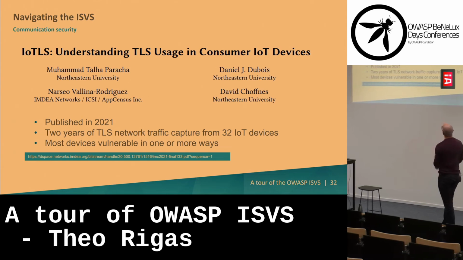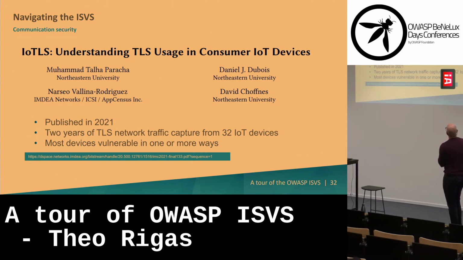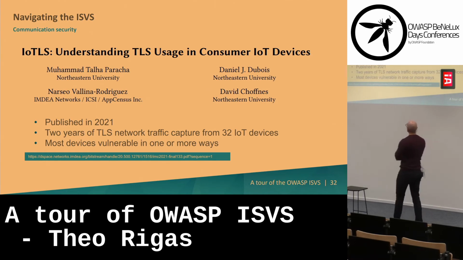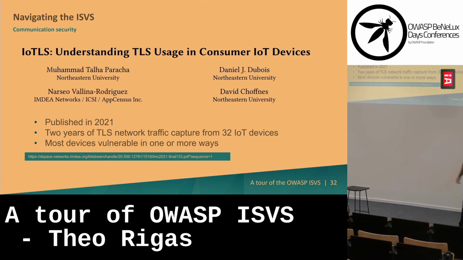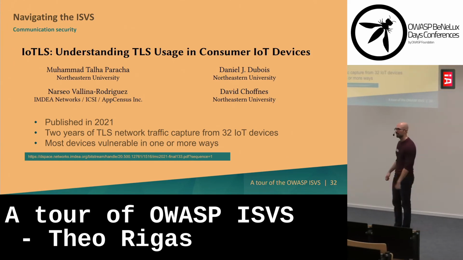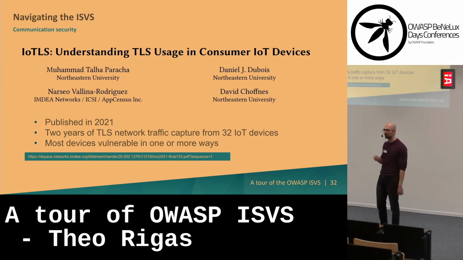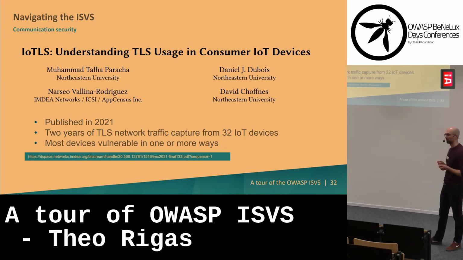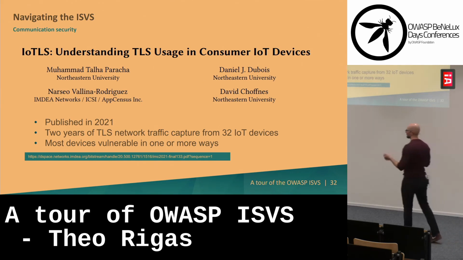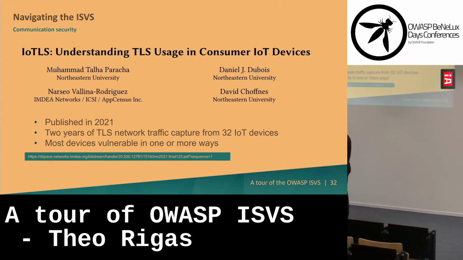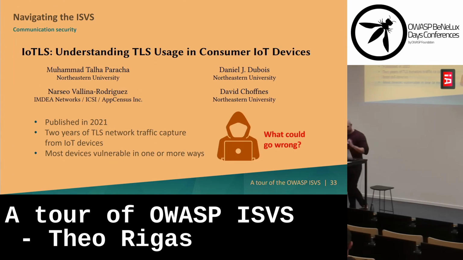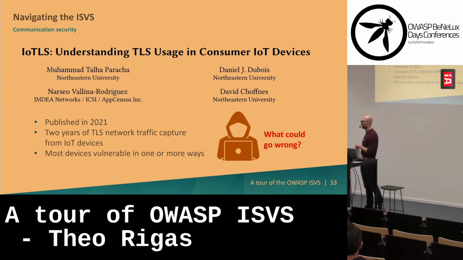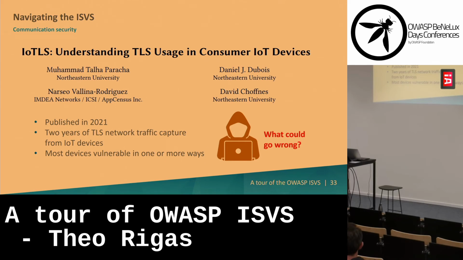I have one more example. This one is more recent, published in 2021. So you have those researchers that basically took 32 IoT devices and monitored their TLS communications for a couple of years. And they did passive attacks, so just sniffing and seeing what's going on with TLS in the network, but also active attacks, trying to man in the middle the TLS communications of those devices. And they found that most devices are vulnerable in one or more ways. So again, I want you to think what could go wrong with TLS when implementing TLS on an IoT device.